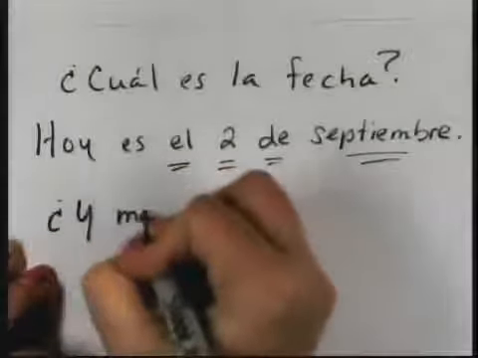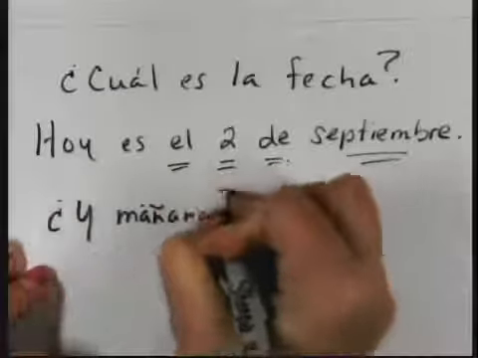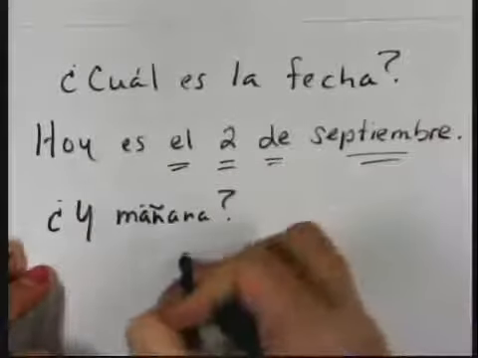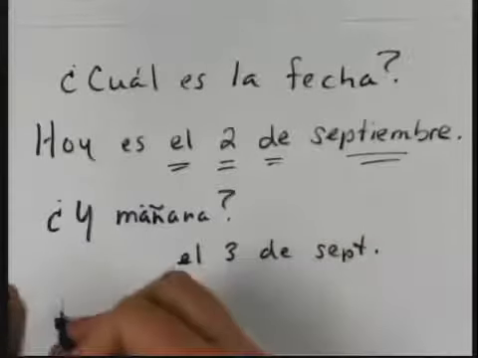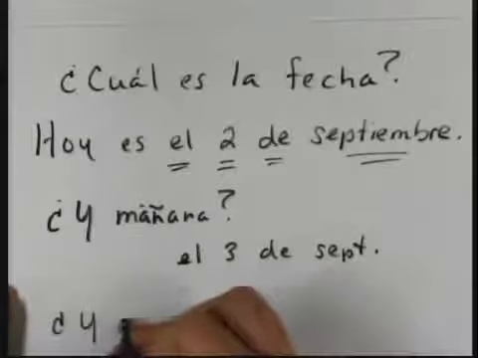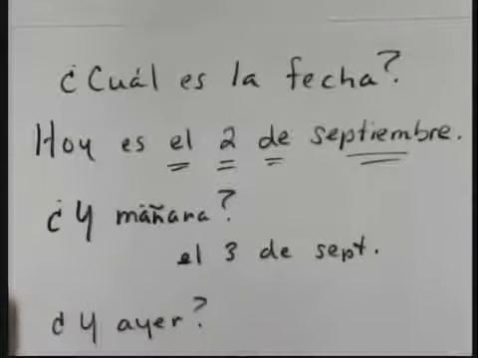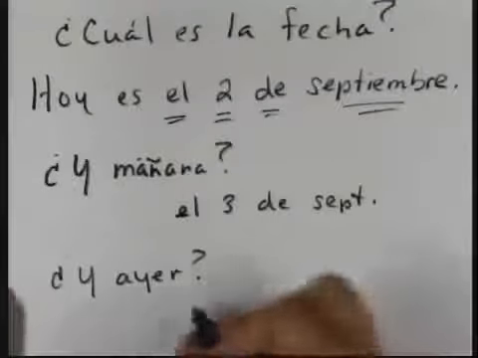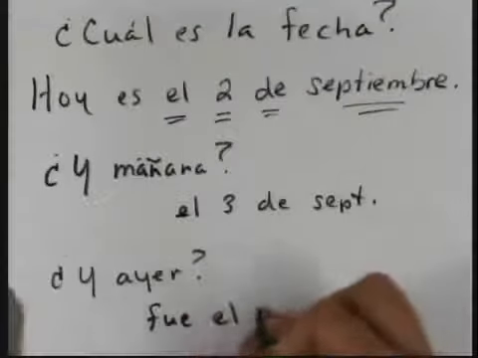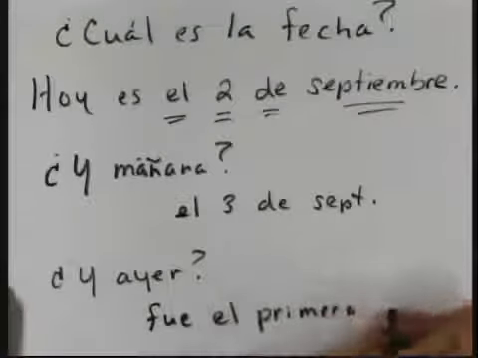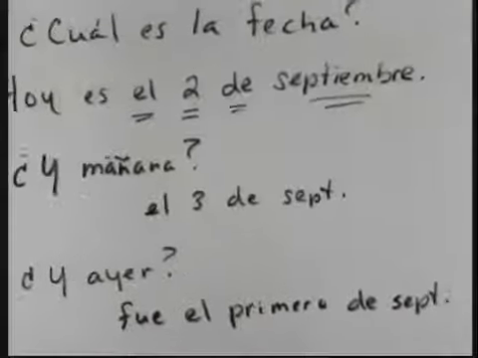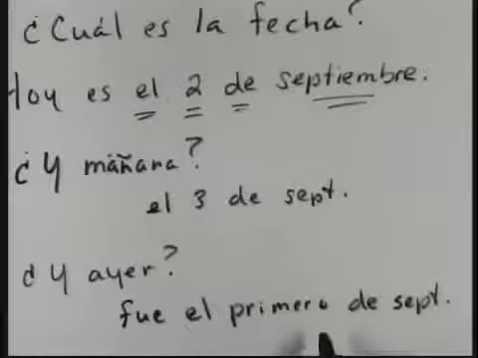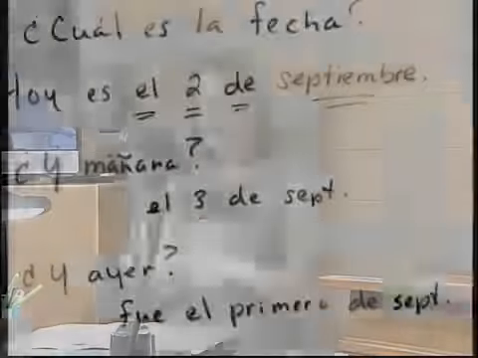Y mañana es el 3 de septiembre. Y ayer, yesterday, y ayer fue el 1 de septiembre. Fue el 1 de septiembre. So that's the only one that's different. If it's the first, you say el primero. The rest of them is el 2, el 3, etc., etc.